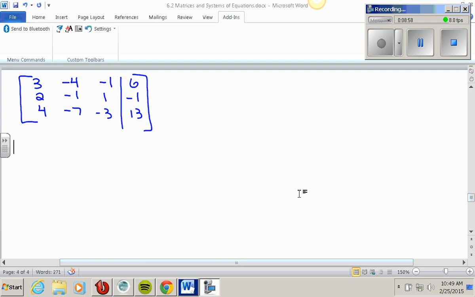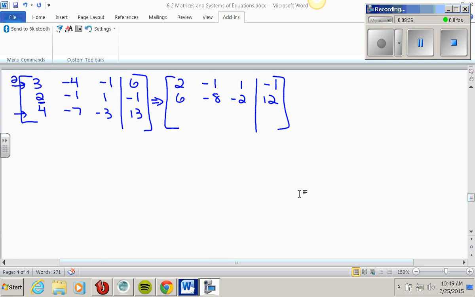Remember, we want that smallest value up top, and then this value 2 we want in the first row, and then rows 2 and 3 need to be multiples of that. So we're going to have to multiply through by a factor. So let's do a little adjusting. 2, negative 1, 1, negative 1. So this next one, since it needs to be a factor of 2 or multiple of 2, 6 would be the easiest way to go. So we have to multiply this whole thing through by 2, which is going to give me 6, negative 8, negative 2, 12.